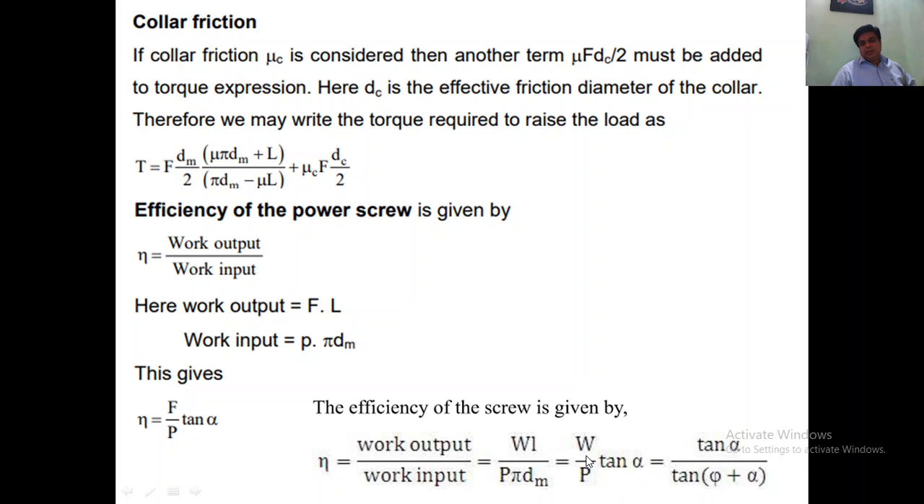And also we know that P is equal to W tan of phi plus alpha. So you substitute that, we get this equation: tan alpha by tan of phi plus alpha, where phi is the friction angle here. Because P is equal to W tan of phi plus alpha, substitute this, W gets cancelled and we get this term. So you can use any of these terms to calculate the efficiency of the power screw.